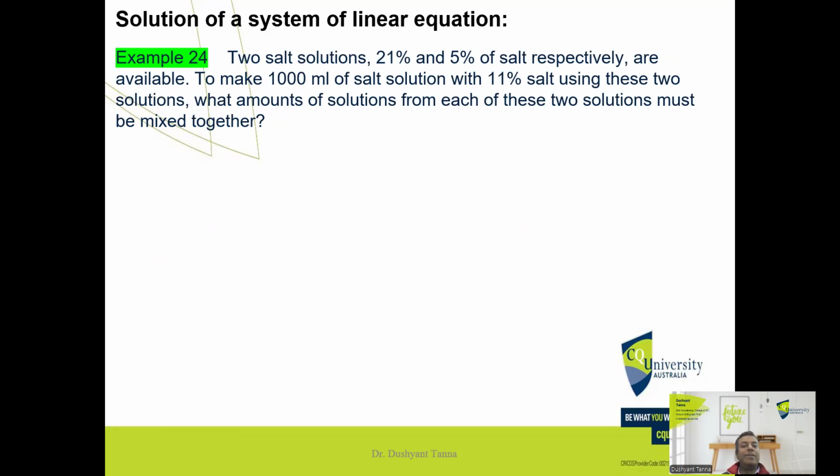Two salt solutions, 21% and 5% salt respectively, are available. To make 1000 ml or 1 liter of a salt solution with 11% using these two solutions, what amount of solution from each of these must be mixed together?